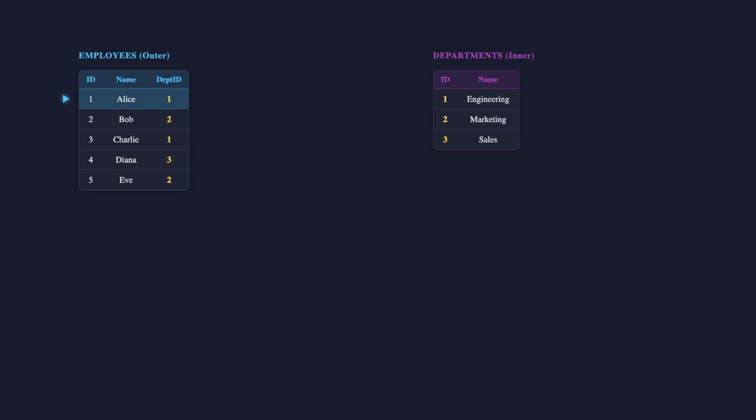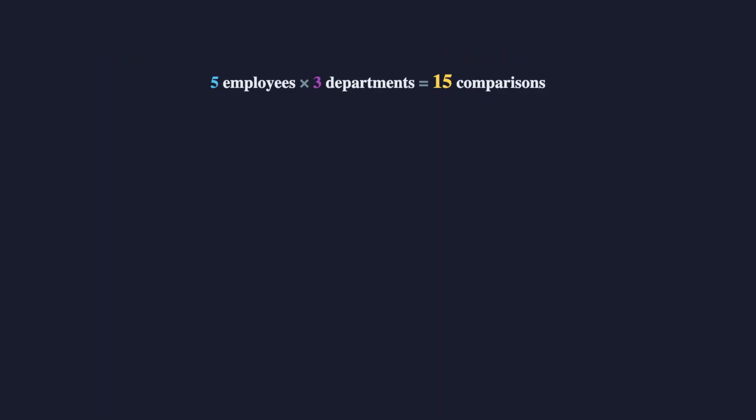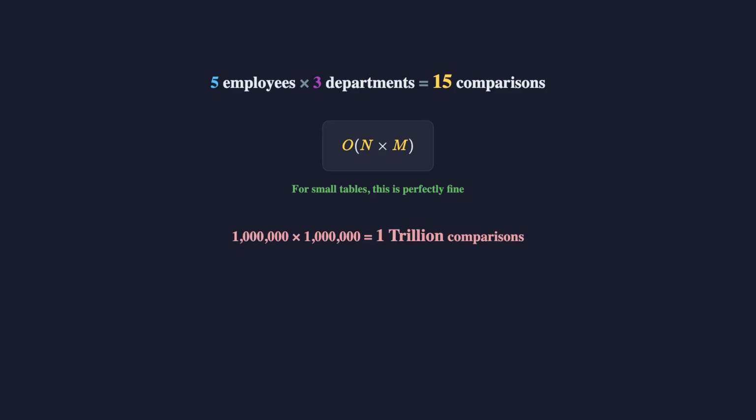Alice has department ID 1, we scan departments. ID 1, engineering. Match. ID 2, marketing. No match. ID 3, sales, no match. That's 3 comparisons for one row. Now Bob, department ID 2. Scan again. 1, no. 2, match, marketing. 3, no. Another 3 comparisons. With 5 employees and 3 departments, we do 15 comparisons total. The complexity is O(n times m). For small tables this is perfectly fine. But if both tables have 1,000,000 rows, that's 1,000,000,000,000 comparisons.